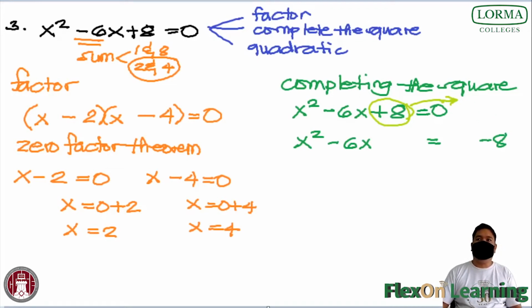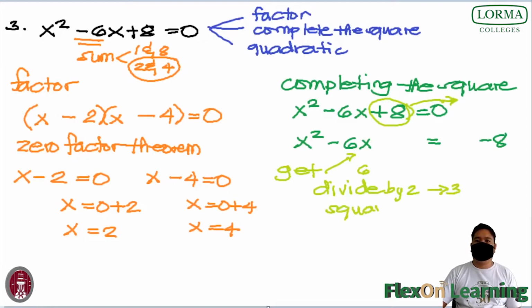How do we complete the square? Listen carefully. This would be 6. So get the 6, divide by 2, so that would be 3. Then square it. 3 squared is 9. Okay? So we are going to include 9.